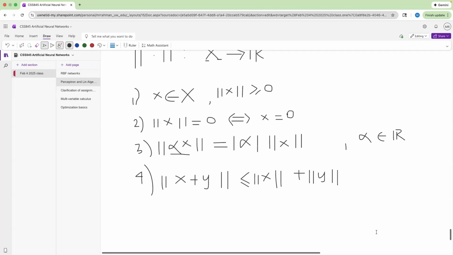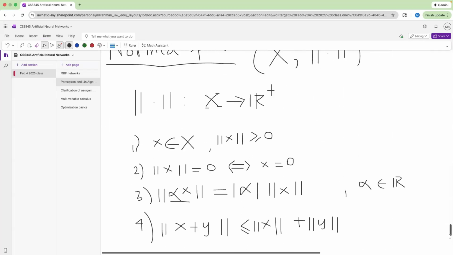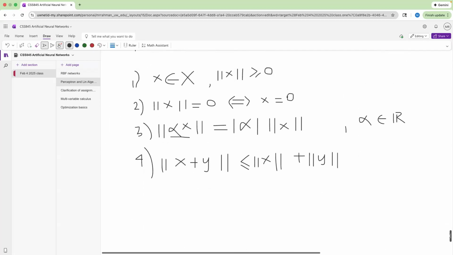So now let's see how we can relate a normed space with a metric space, right? If you have a normed space, from this you can define a metric space. How can you do that?